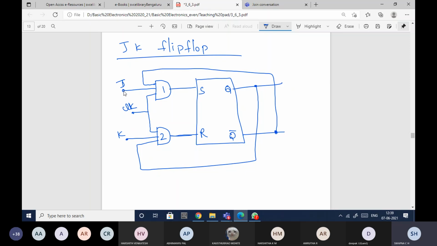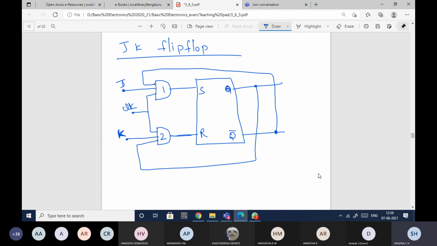So J corresponding output will be equal to Q bar, and K corresponding output will be equal to Q. You have to follow this so that Q you will be giving to the gate where you're giving K. Q bar you'll be giving to the AND gate where you're connecting J. So try to draw the circuit correctly.